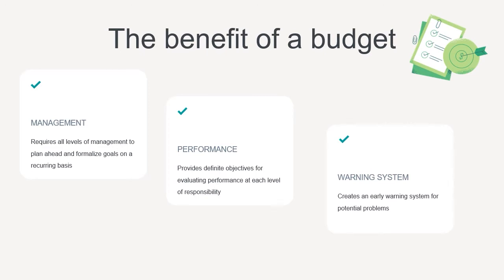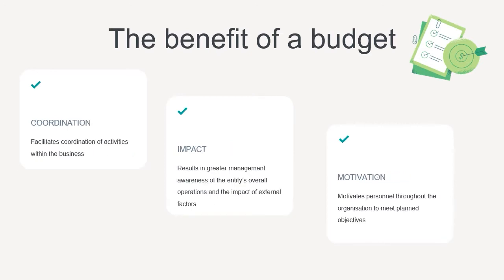Warning system. It creates an early warning system for potential problems. Coordination. It facilitates coordination of activities within the business. Impact. It results in greater management awareness of the entity's overall operations and the impact of external factors. Motivation. It motivates personnel throughout the organization to meet planned objectives.